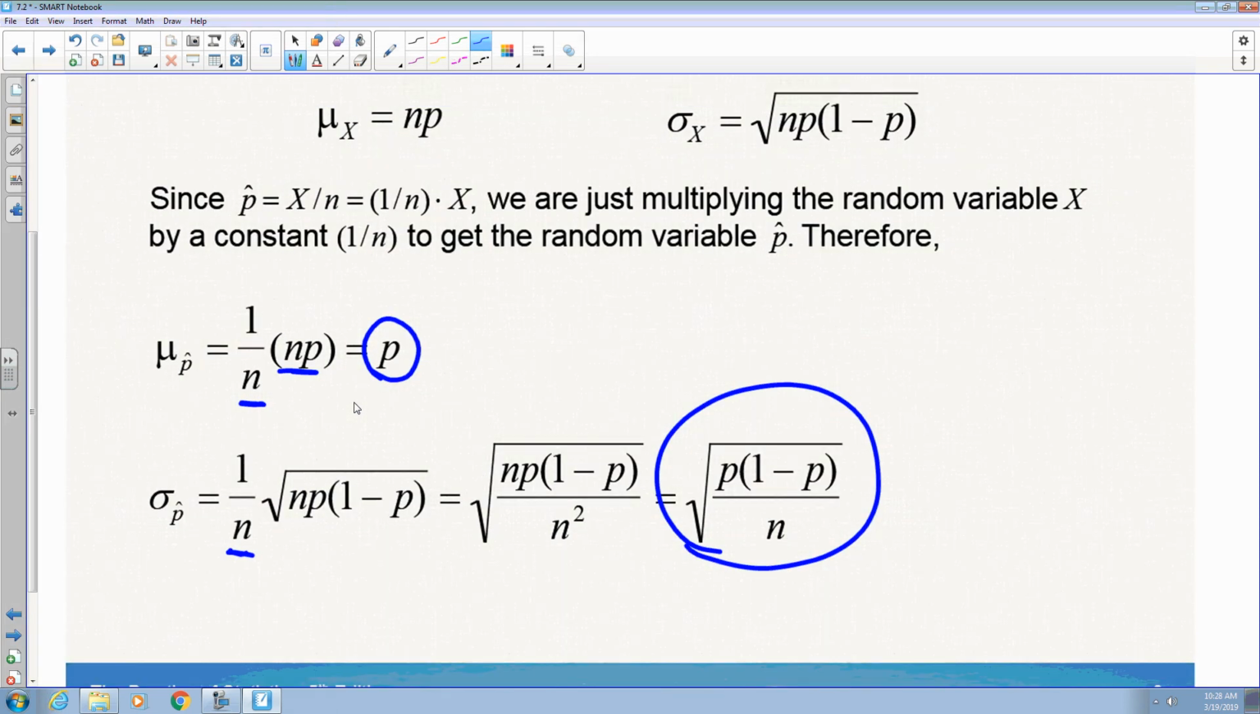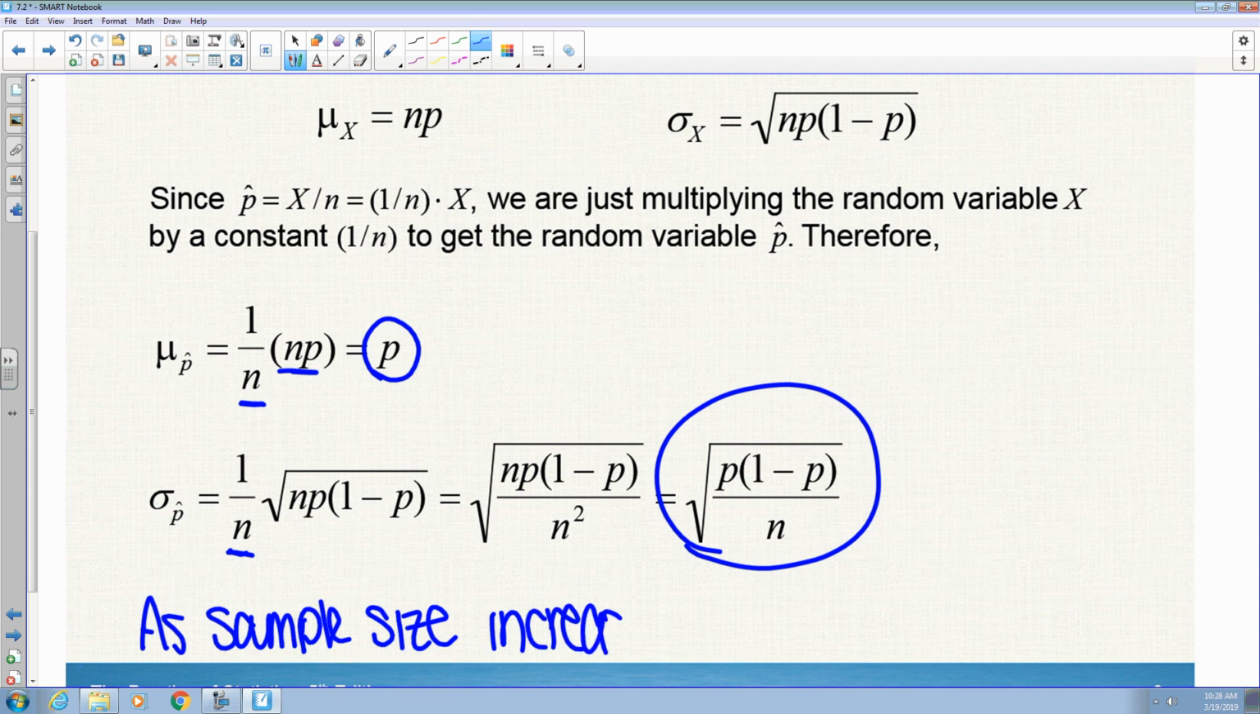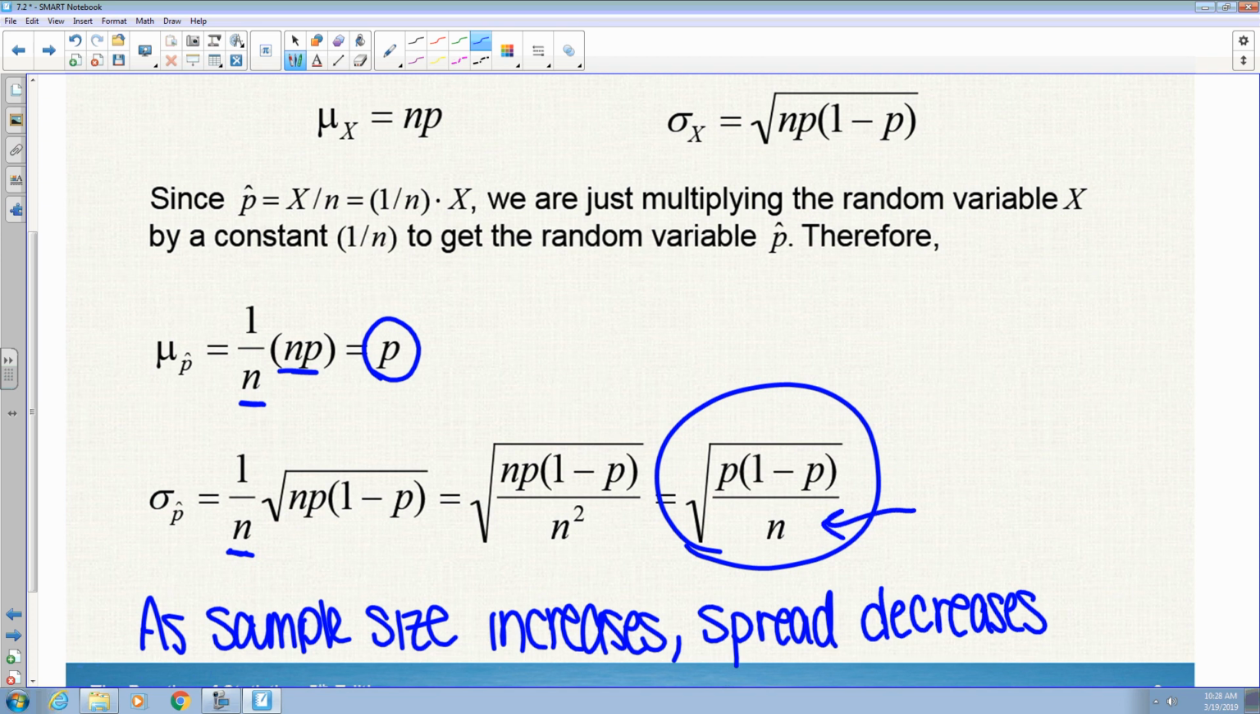Another thing to really emphasize is that as the sample size increases, the spread decreases. I can see that by looking at the formula for sigma of p hat, because we're dividing by n. The larger that gets, the bigger the number we're dividing by, creating a smaller standard deviation. So it makes sense with the formula, but we also need to conceptually understand that as the sample size gets bigger, the spread will decrease and everything will become more condensed.